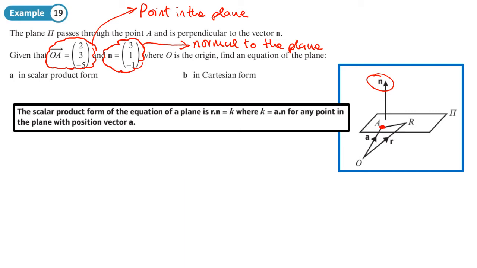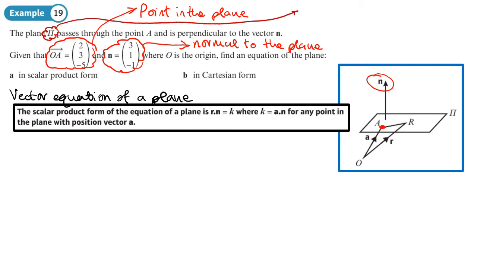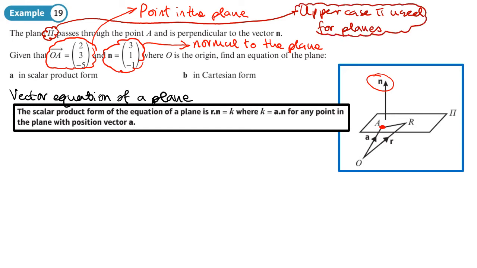And if I want to find the vector equation of a plane, you'll notice here this pi, an uppercase pi, is used for planes. So quite often when we're doing questions and we're talking about planes, you'll see this uppercase pi used. So anyway, the vector equation of a plane is r dot n, so that's the normal to the plane, equals a dot n.